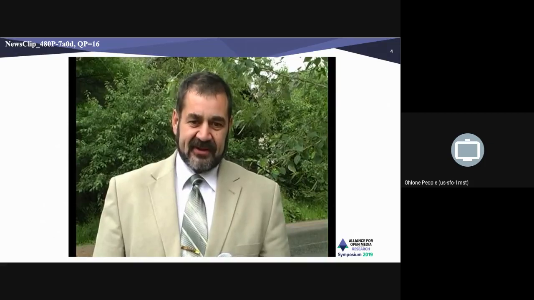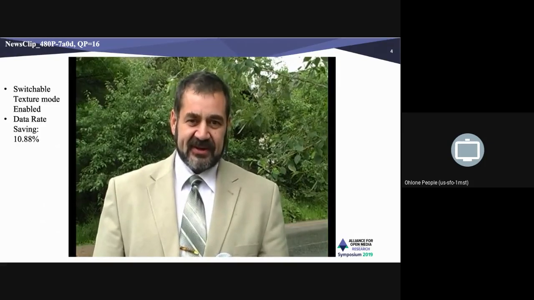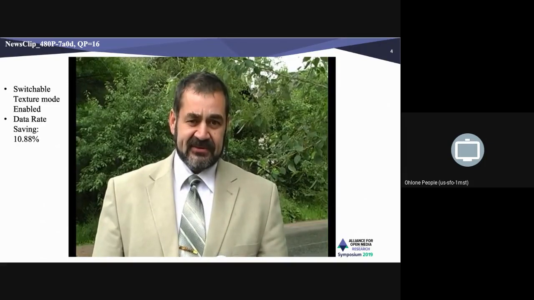So the second video I just showed is actually coded using our switchable texture mode, and we were able to achieve about 10.88% data rate saving. Now, just to show the regions where we are enabling this, it's basically these trees in the background. So this is where we're enabling our texture mode.